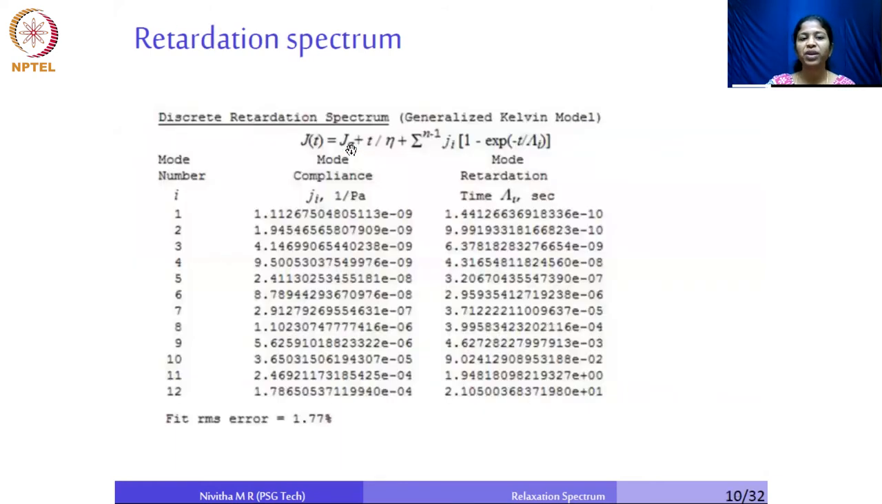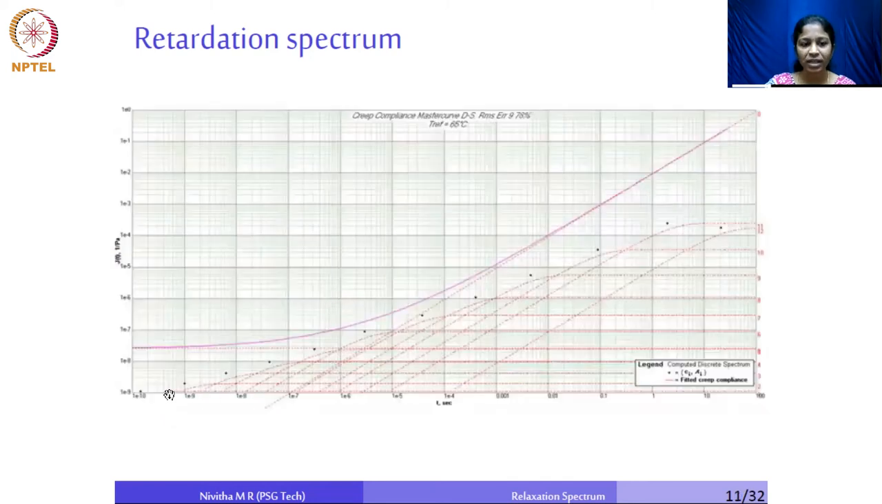Similarly, we can also compute a retardation spectrum, which is from a creep experiment. Okay, so from that, you can see the retardation spectrum. Here, only 12 modes are used. It is a generalized Kelvin model. For each mode, you can see the compliance and the retardation time, right? So if you look at this, this is J of T, which is nothing but the creep compliance master curve. Again, it is expressed as the cumulative result of the relaxation times associated with individual modes.